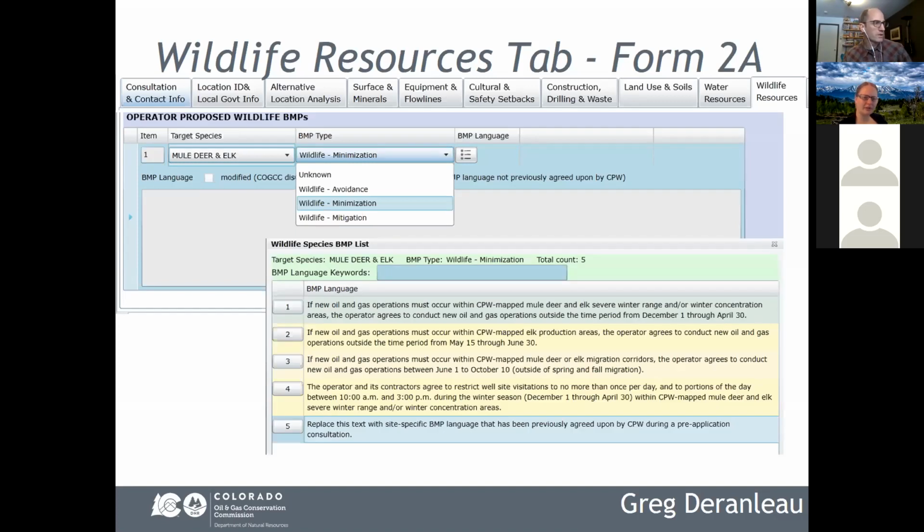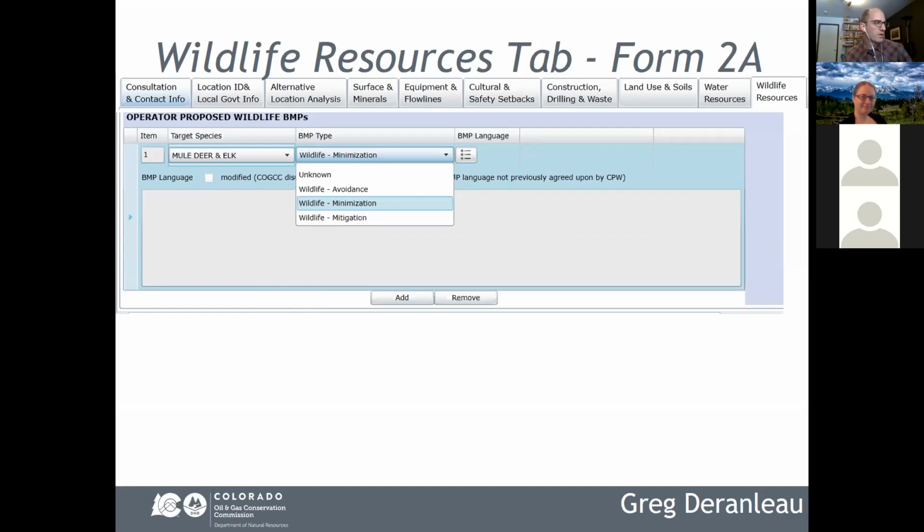When you select the BMP type, you get these four different types: unknown, avoidance, minimization, and mitigation. We don't have any that are listed as unknown. That's kind of a relic. And we've removed all that were previously listed as mitigation, because now mitigation is really provided through the compensatory mitigation process. So most of the BMPs are either avoidance BMPs or minimization BMPs.